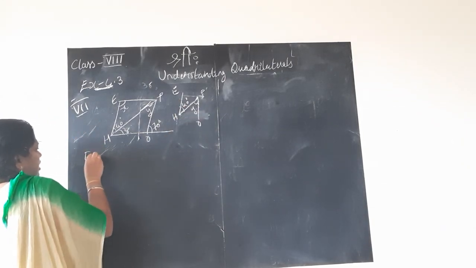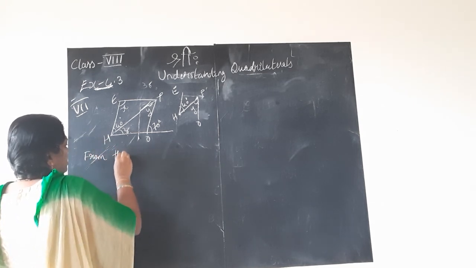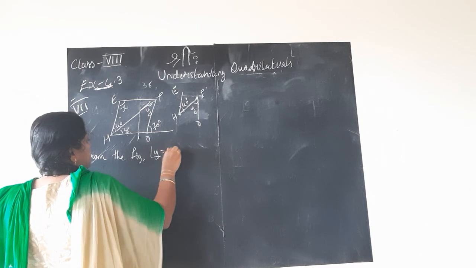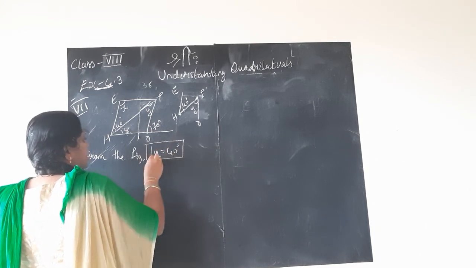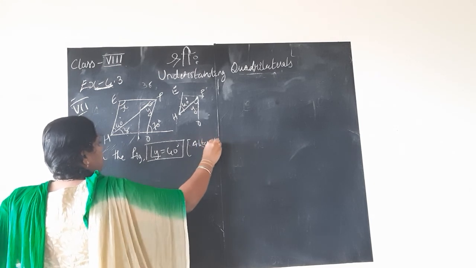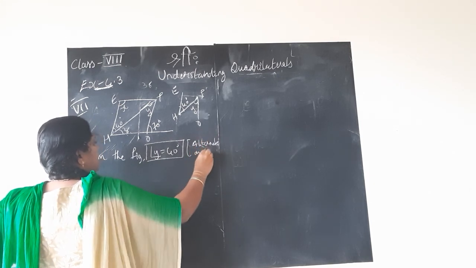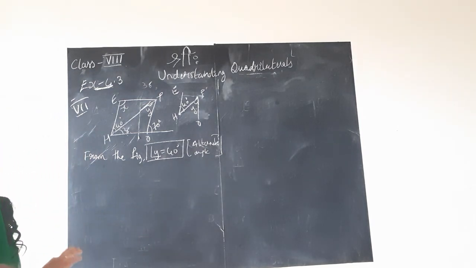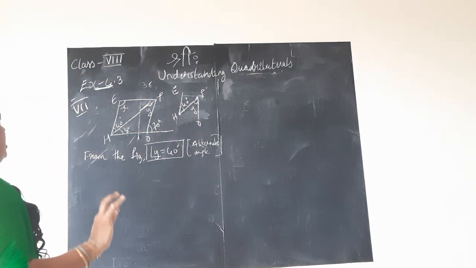From the figure, angle Y is equal to 40 degree. Why? Reason you should give, I said no. It is an alternate angle. So we got to know what is angle Y.